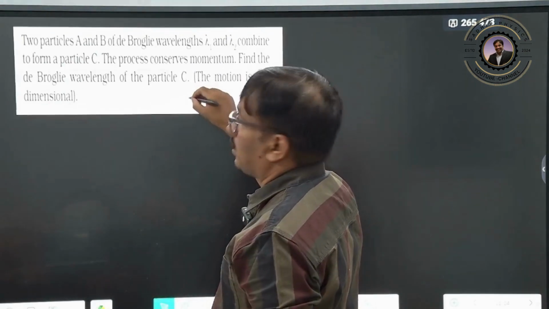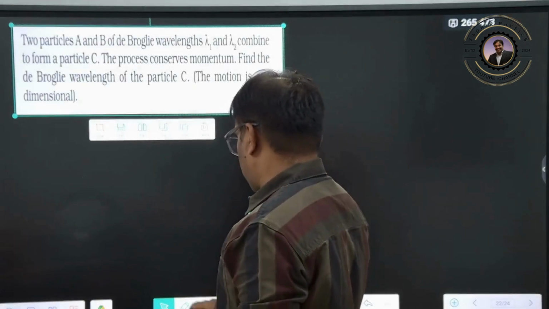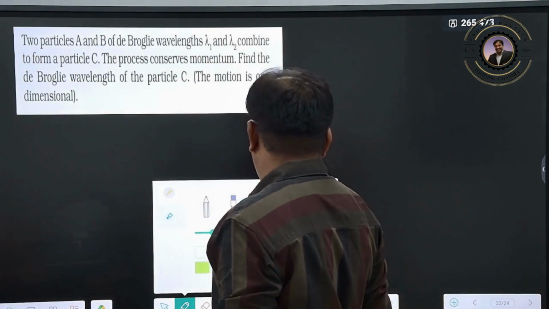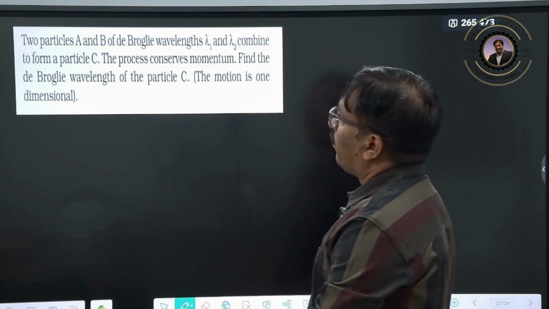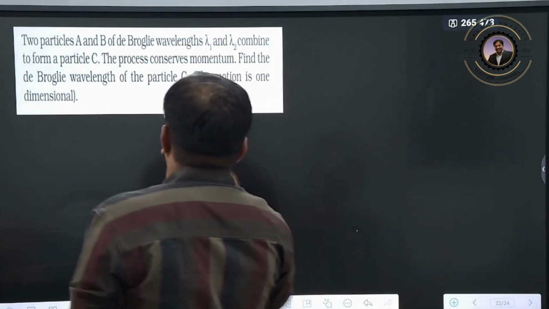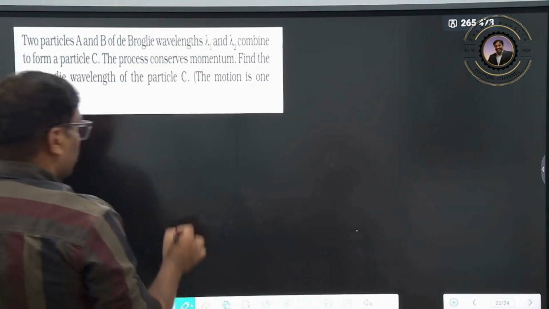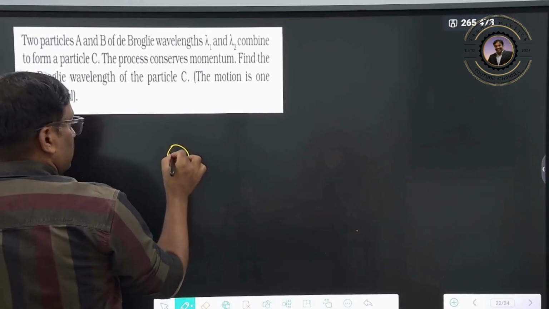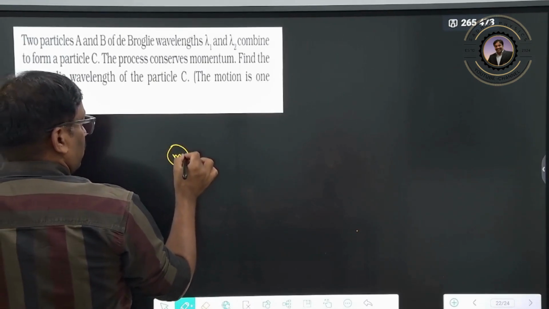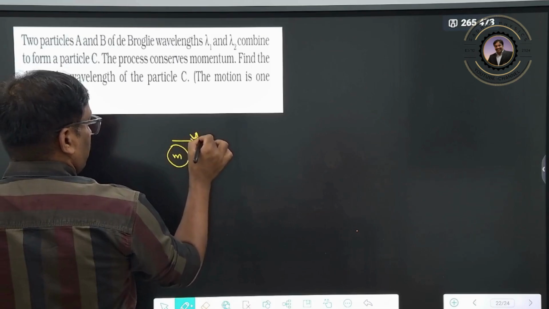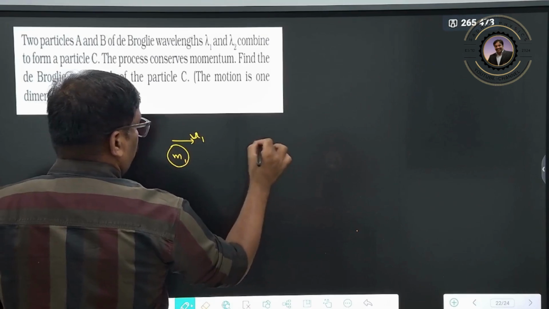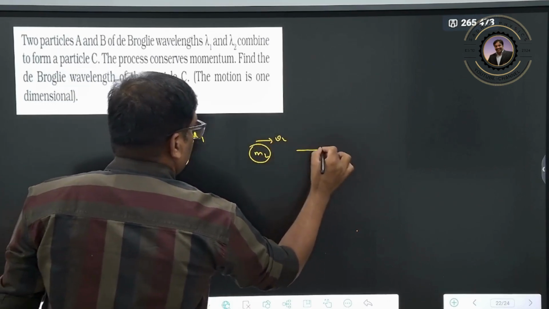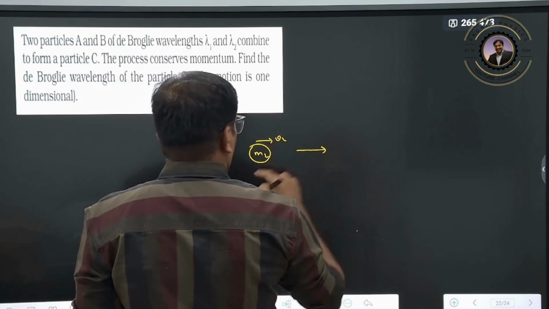Now here it is a collisions lesson. Collisions, right? So here two particles are there, A and B, of de Broglie wavelengths, combined to form a single particle. That means conservation of momentum. So what will happen now? Suppose the mass of the particle is M1, going with a velocity U1, and another particle of mass M2 going with a velocity U2.